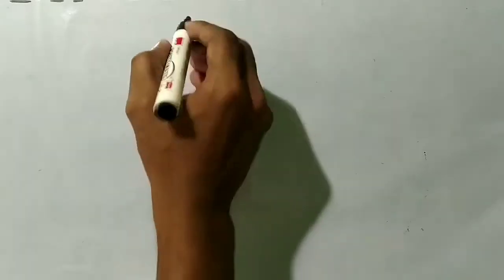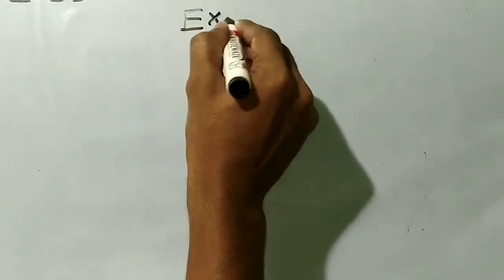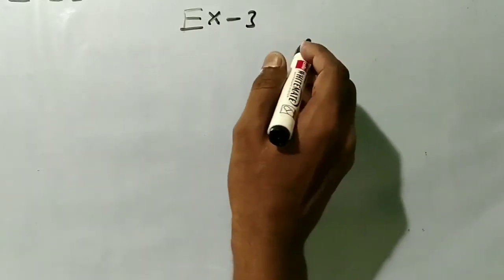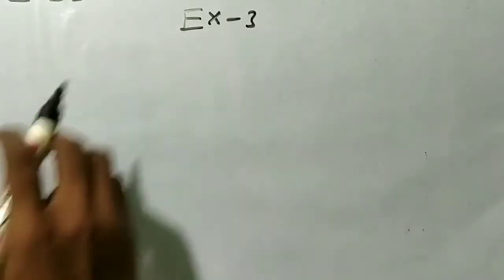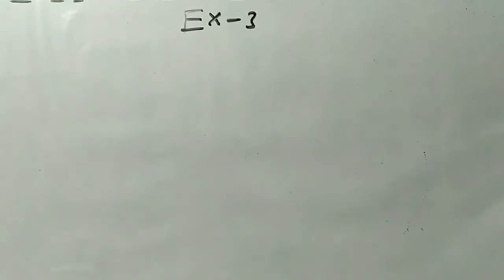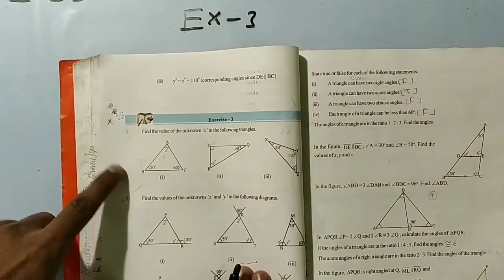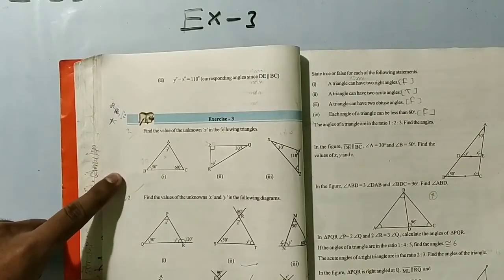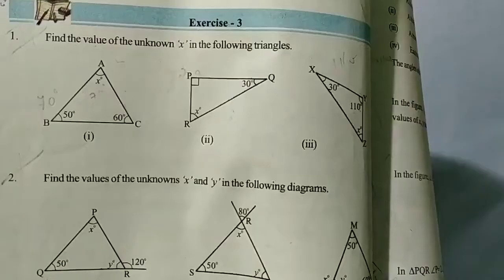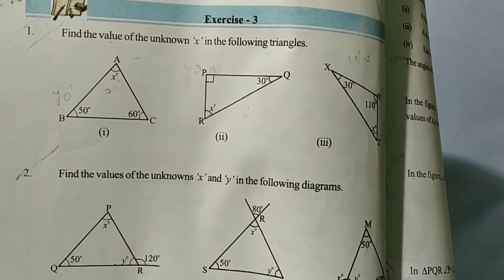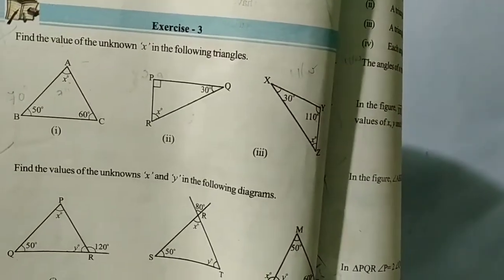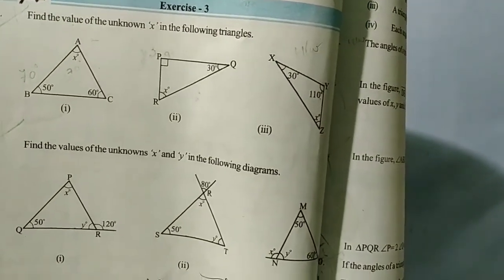Exercise 3 of the Triangles and Properties chapter from the 7th class. Exercise 3 is totally based on the angle sum property. Let us see some examples. Second one, take it.